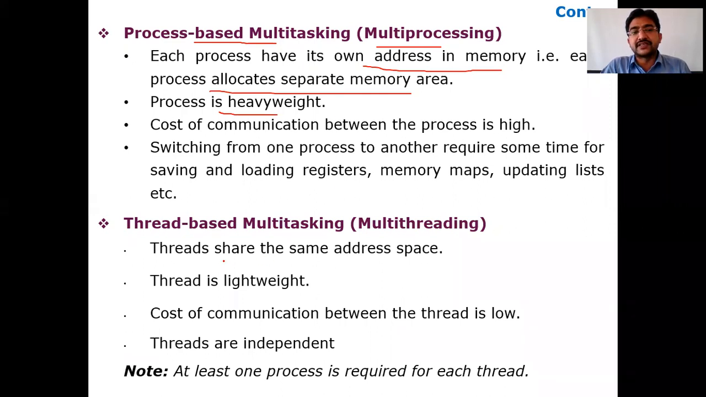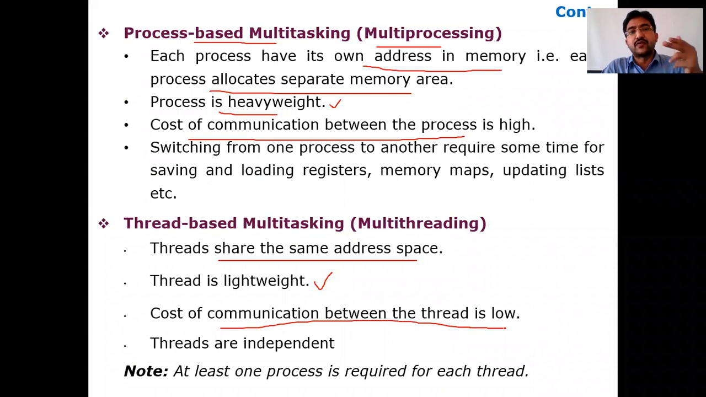Whereas in thread-based multitasking, threads share the same address space, because in a single program we are performing multiple tasks. Process is heavyweight, whereas thread is a lightweight process. So the cost of communication between processes is very high, because we are dealing with multiple programs. The cost of communication between threads is very low, because in a single program we are performing multitasking.